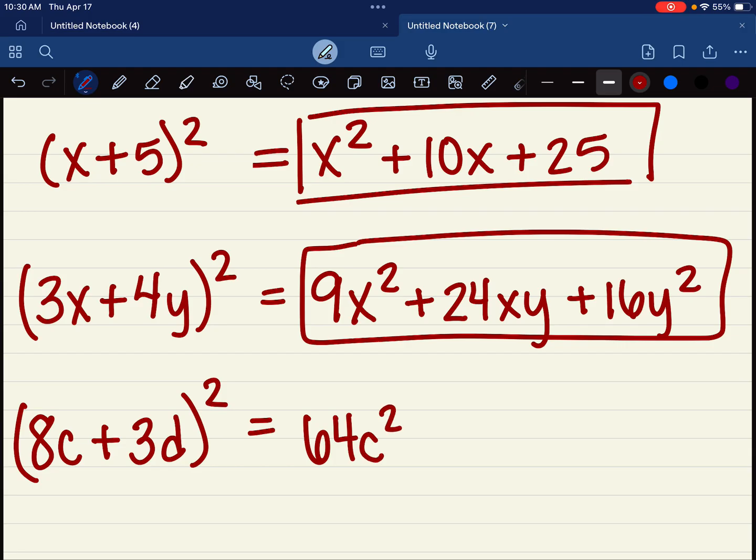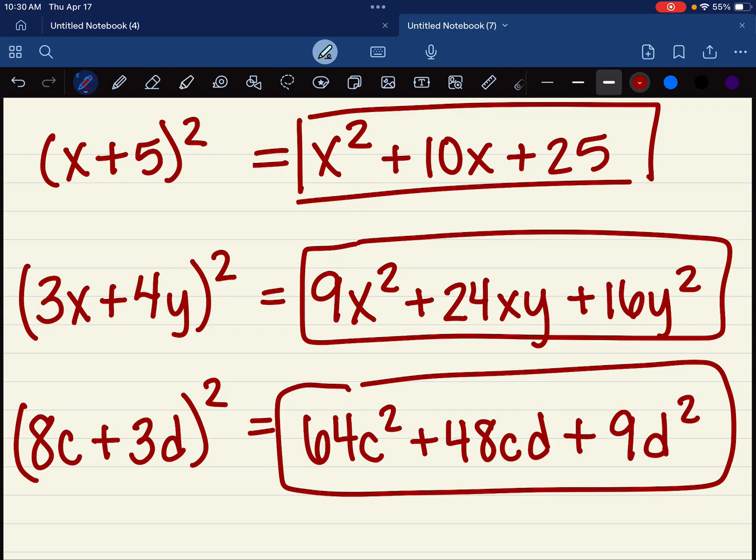Then what's my next step? Do 8 times 3. Come on, 8 times 3 is what? 24. And then what do I do to 24? Times it by 2, or double it. What's twice 24? 48, and put what variables? C and d. Last step. 3 squared is 9. What variable? D to the second.